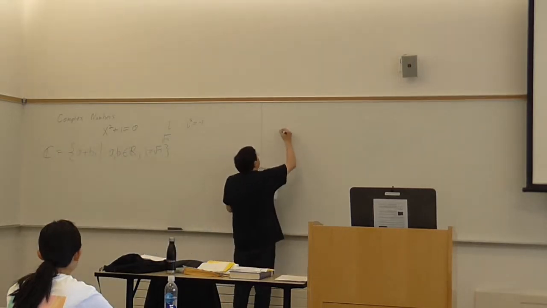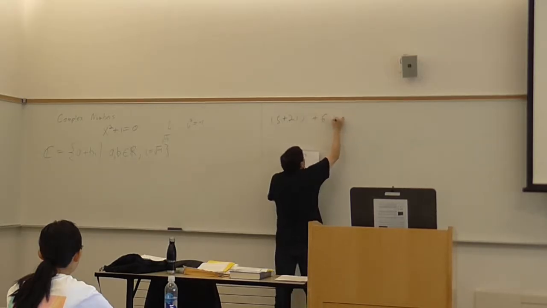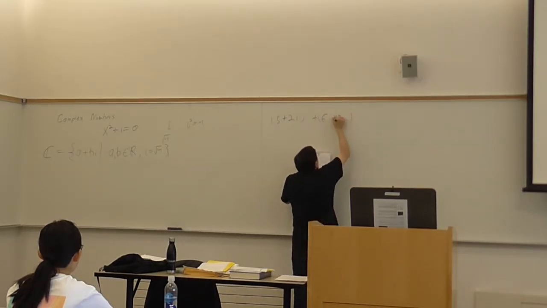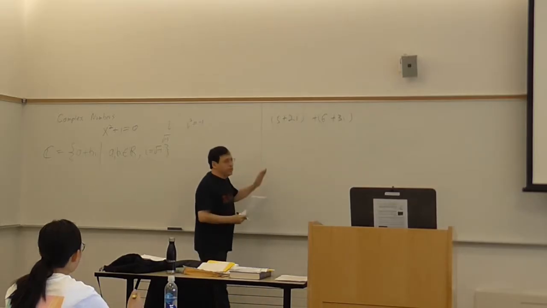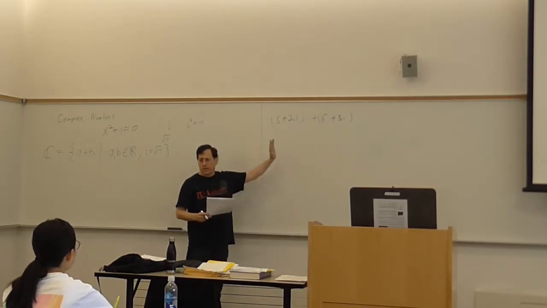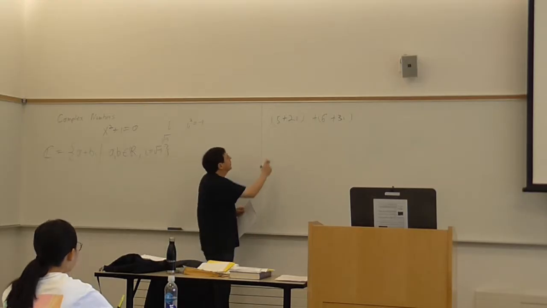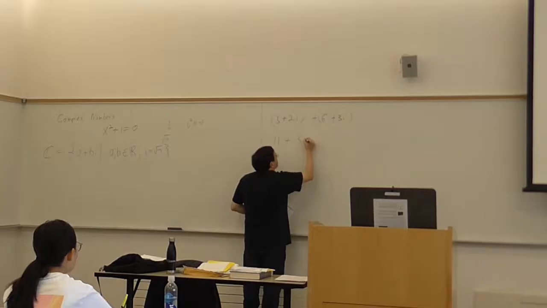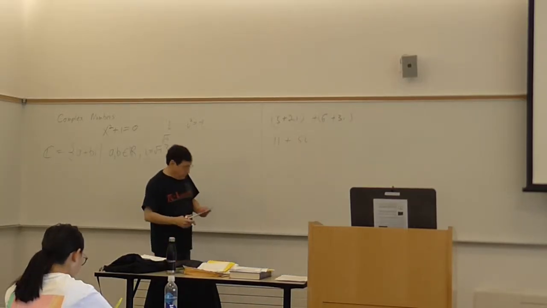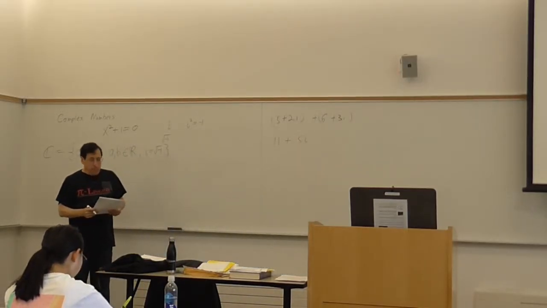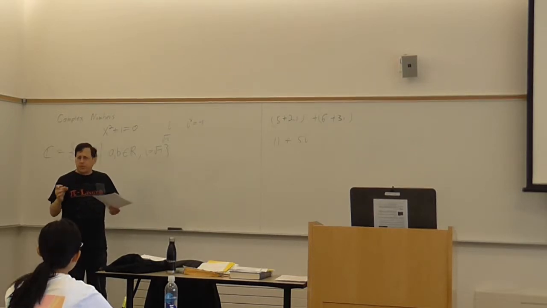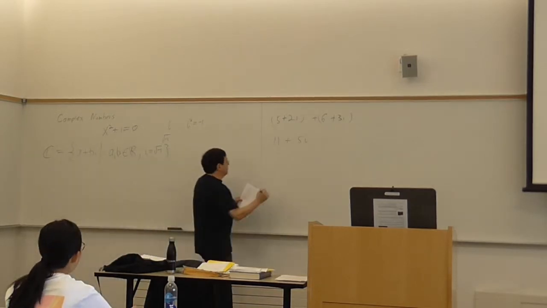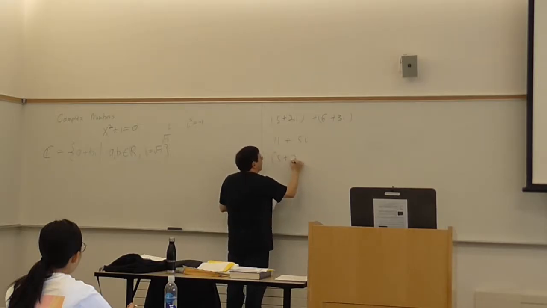So if we wanted to add 2 complex numbers, say 5 plus 2i and 6 plus 3i, well, that's straightforward. We just add the real part and the imaginary part separately. 5 plus 6 is 11. 2 plus 3 is 5. Multiplying is a little, there's a little trick in there, but it shouldn't be too hard to grasp.